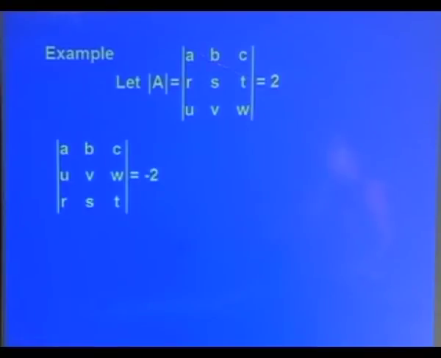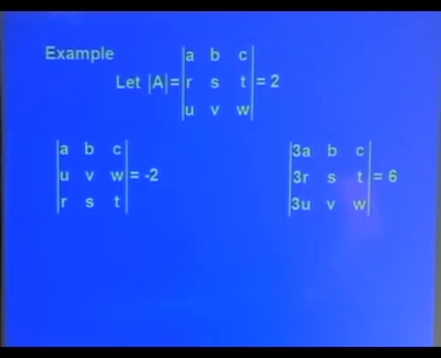Let us say A, B, C are such that this determinant is equal to 2. Then the determinant with rows A, B, C, U, V, W, R, S, T is actually obtained from this determinant by interchanging the second row and third row. Because we are changing two rows, the minus sign will come, and since this determinant is 2, this determinant will be minus 2.